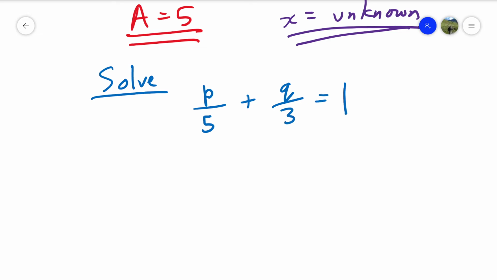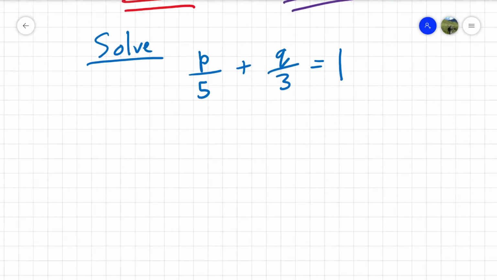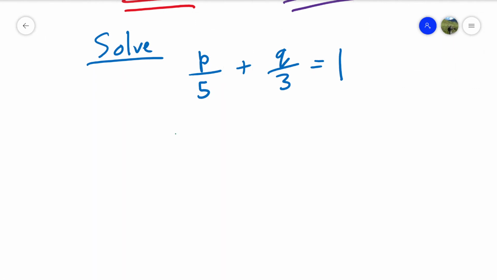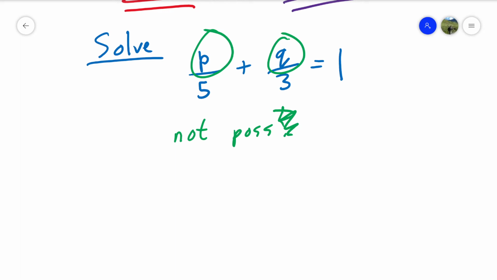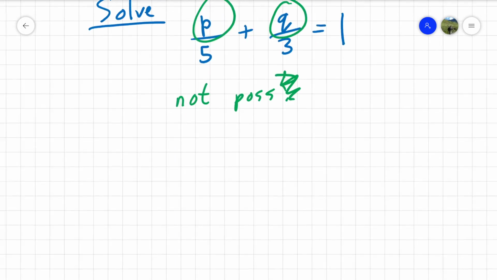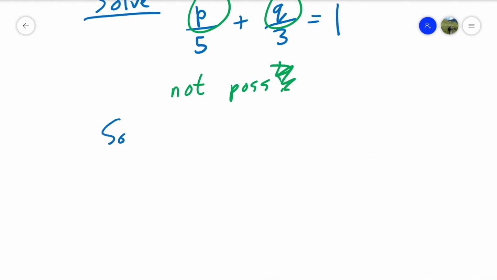Have a go in your own time at this next question. Is the answer not possible? Correct. It is not possible. You can't do it because, oh look, there are two unknowns and there's only one equation. Let's do the next question.